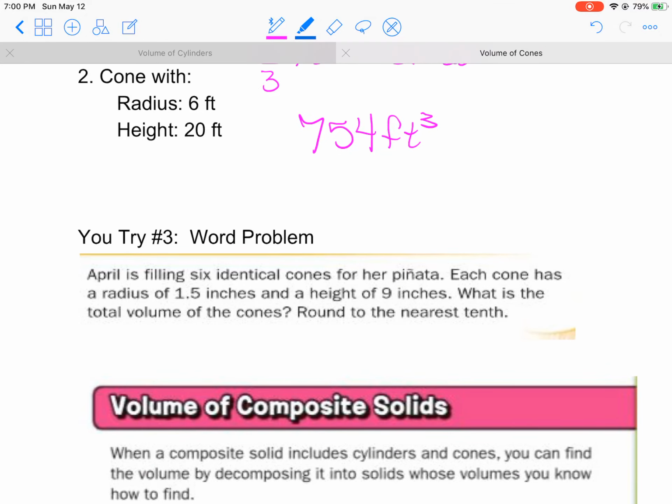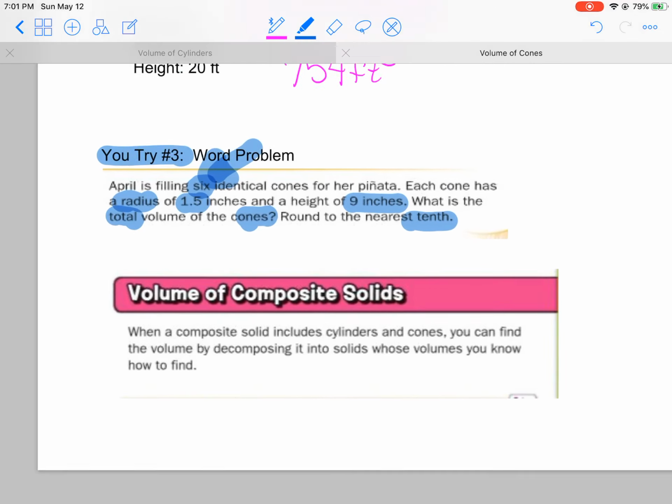All right, I have a word problem for you to try, and let's just read it. April is filling 6 identical cones for her piñata. Each cone has a radius of 1.5 inches, that's a radius, and a height of 9 inches. What is the total volume of the cones? Round to the nearest tenth. So find the volume of one cone, but notice you do have 6. So please multiply your answer at the end by 6.